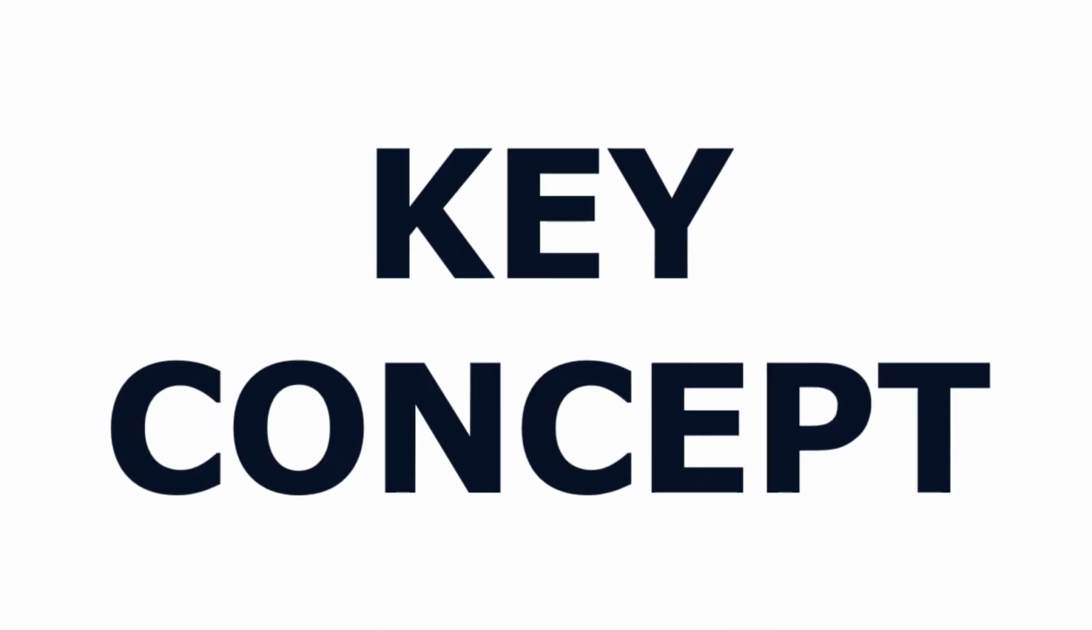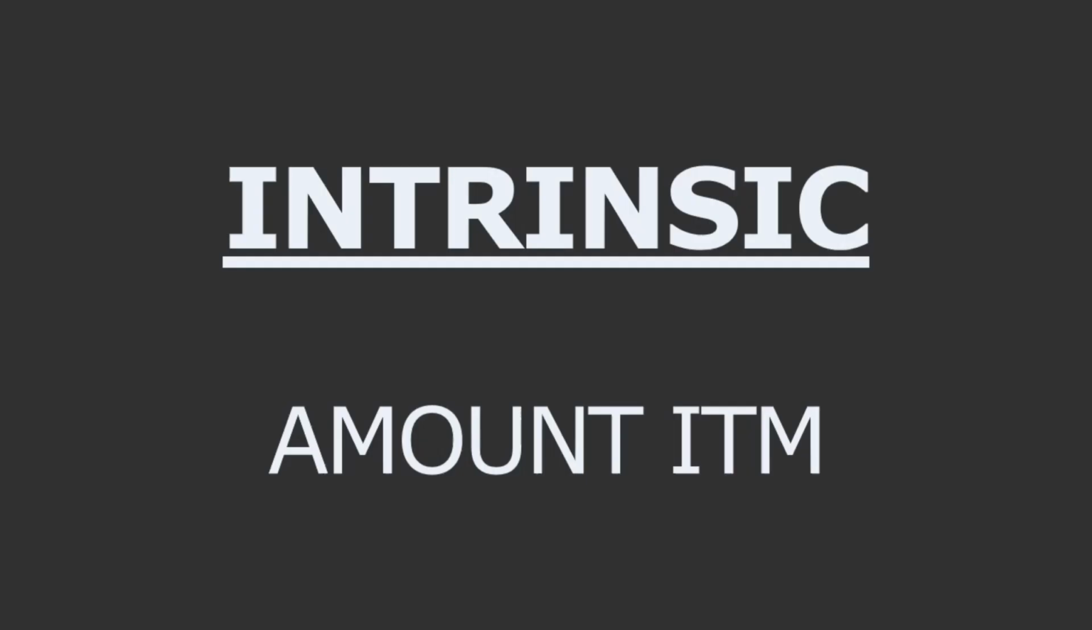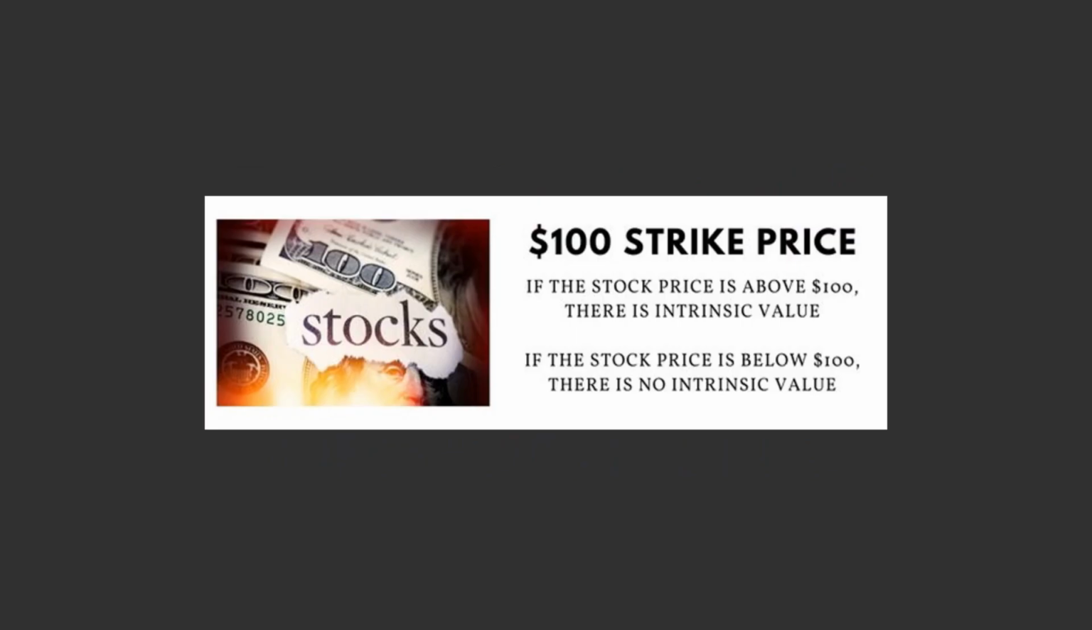One of the key concepts in options trading is the distinction between intrinsic and extrinsic value. The intrinsic value is the amount by which the option is in the money, meaning the difference between the underlying asset's market price and the strike price of the option. For example, if you have a call option with a strike price of $100, and the underlying market price is $105, then the intrinsic portion is $5.